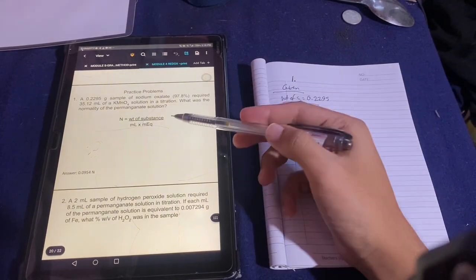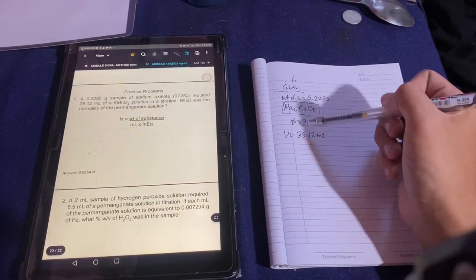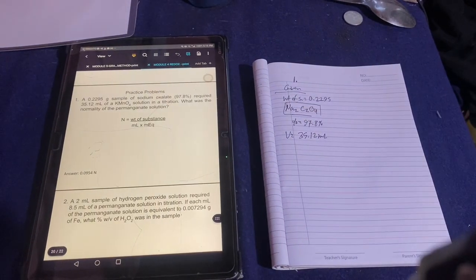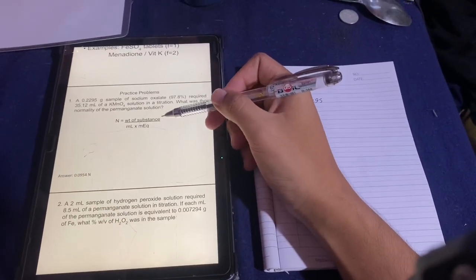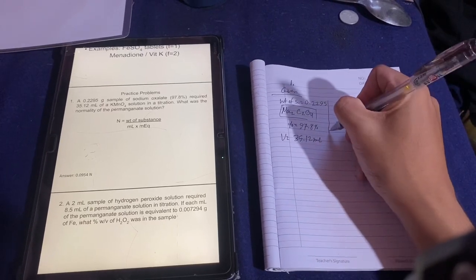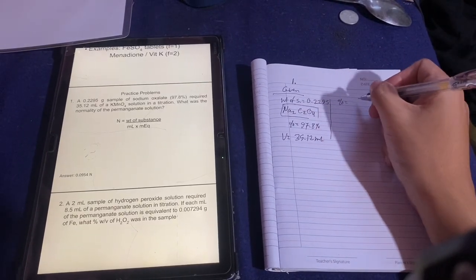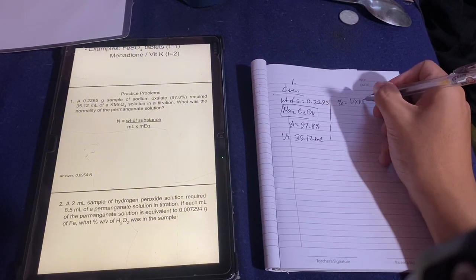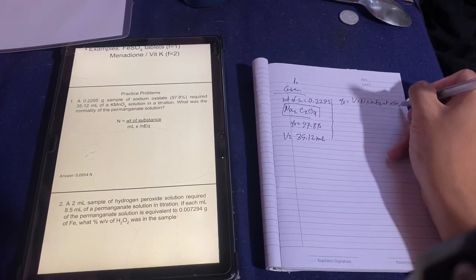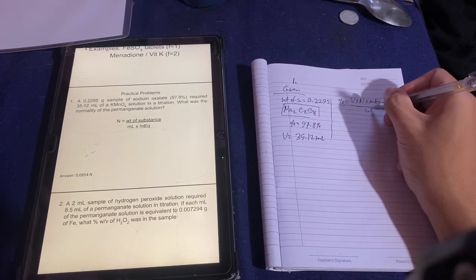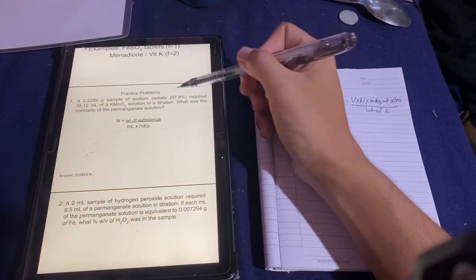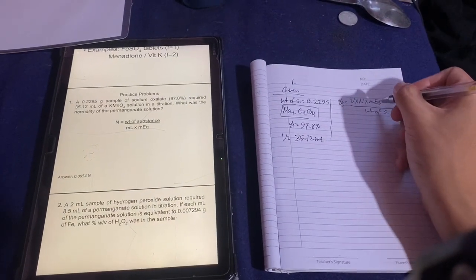As we see here, it gave a formula, but it also gave a percentage, so we will just use the formula for percentage, which says percentage equals volume times normality times milliequivalent weight times 100 over the weight of substance. So what it wants is the normality.